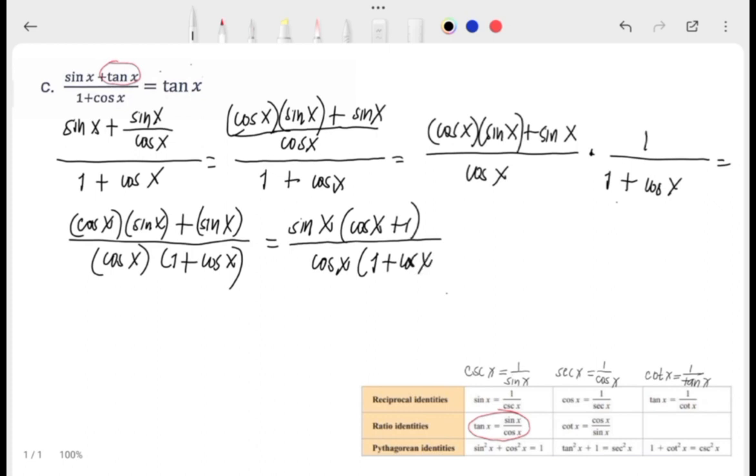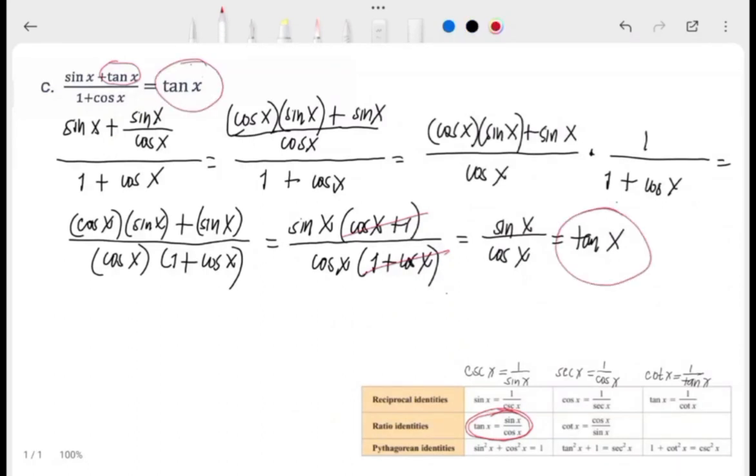Then, we can cancel out the common factor cosine x plus 1. Then, we come up with sin x over cosine x. Using the ratio identity, sin x over cosine x is equal to tan x. Since the expression is equal to the initial right-hand side, the identity is verified.